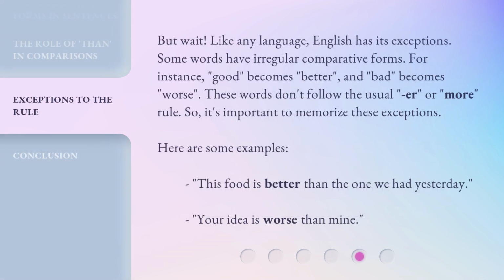But wait! Like any language, English has its exceptions. Some words have irregular comparative forms. For instance, good becomes better, and bad becomes worse. These words don't follow the usual "er" or "more" rule. So, it's important to memorize these exceptions. Here are some examples. This food is better than the one we had yesterday. Your idea is worse than mine.